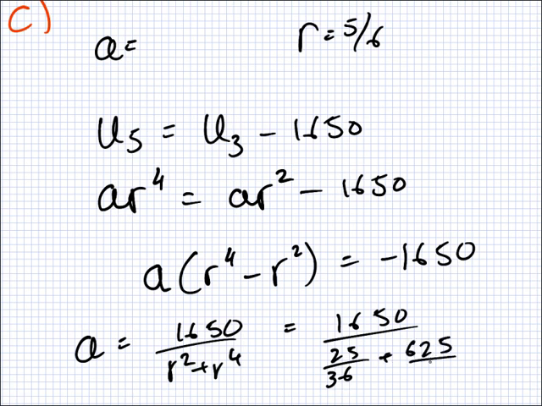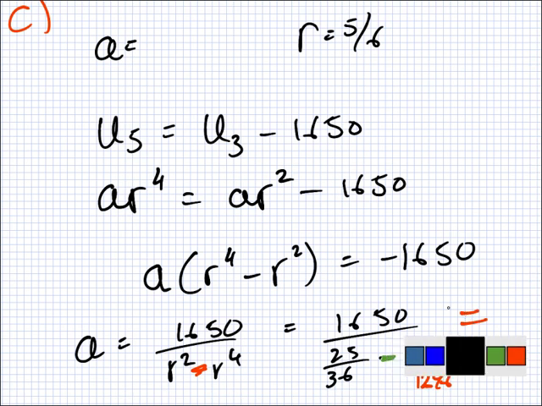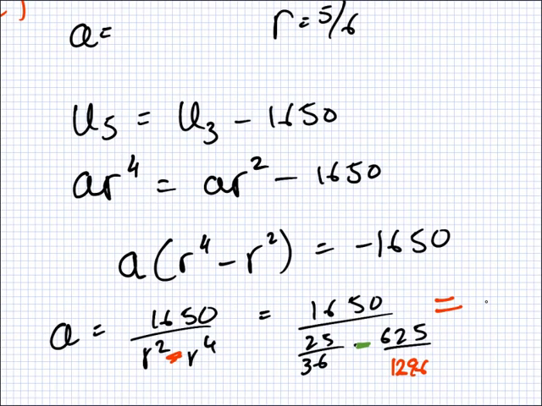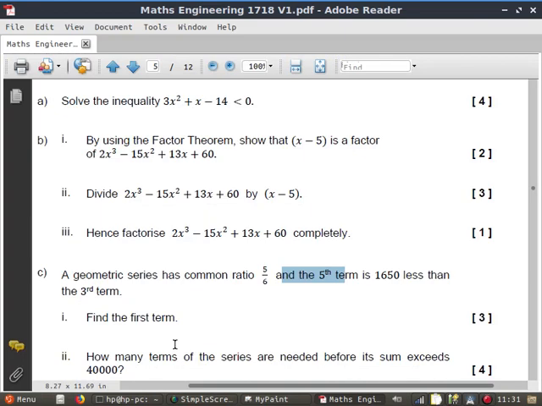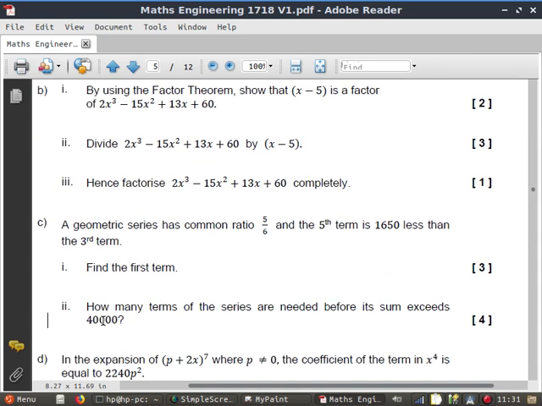Minus here, yeah. Thank you. What's 36 squared? Okay, so what's our a? 7776. Wonderful. Right. And now, how many terms before you get 40,000?